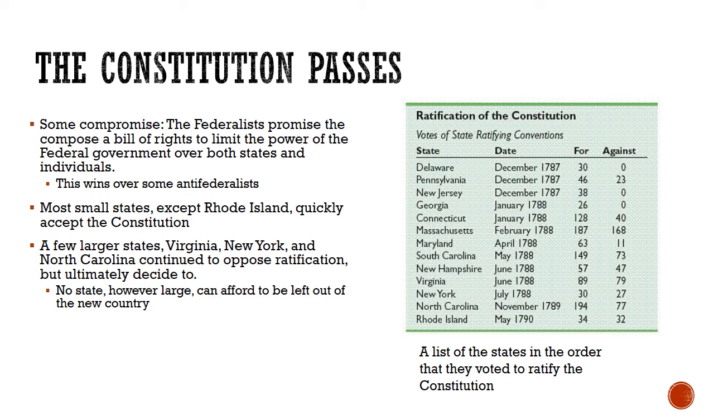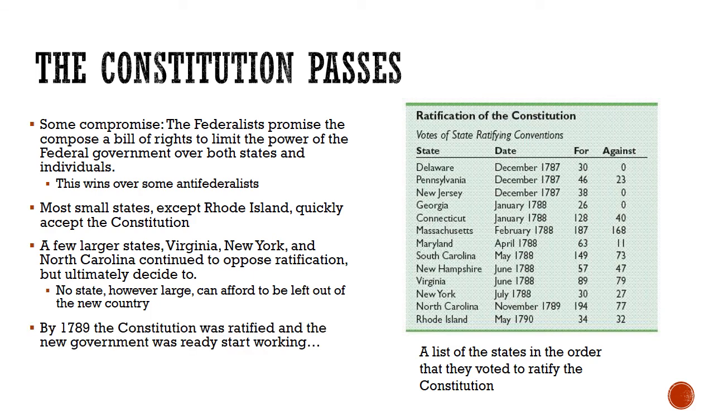But eventually, as all these smaller states sign on, these larger states realize that no state, however large, however powerful, can afford to be left out of this new system of government. And so eventually, one by one, they sign on. This means that by 1789, the Constitution was ratified and the new government was ready to begin working. And it had a lot of work to do. We'll talk about all of the new things that the new government of the United States does, next week, probably.